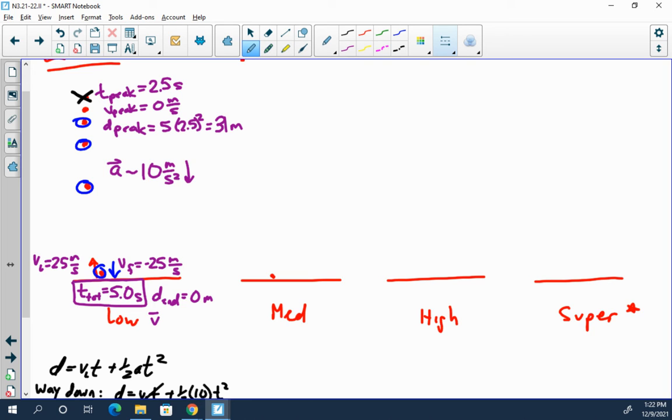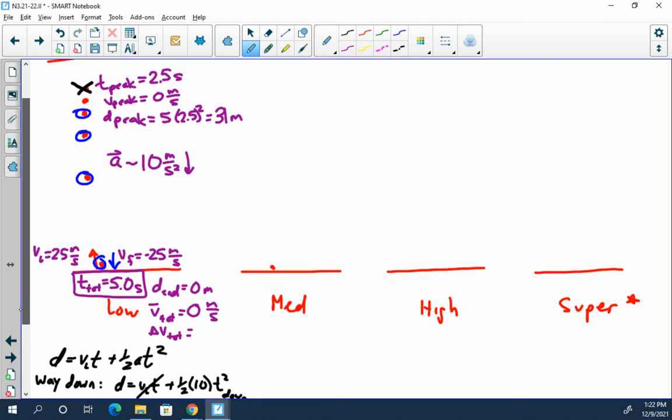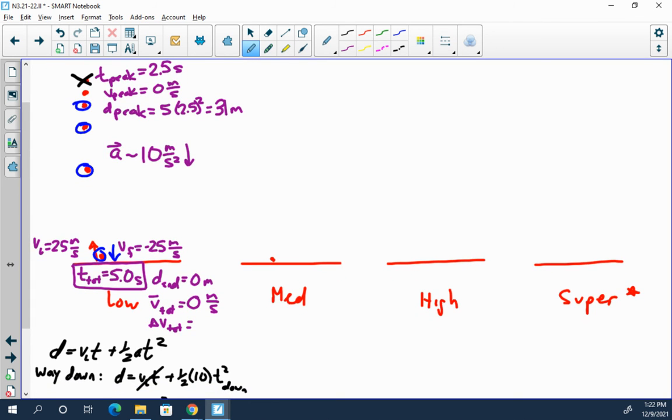Here, these two should be easy too. V bar total and delta V total. What are they? What's the total average velocity for the whole thing? 0! Because the displacement is 0. That was one of your quiz questions. Change in velocity: V_f minus V_i, so you could say negative 50. All right. That's it.